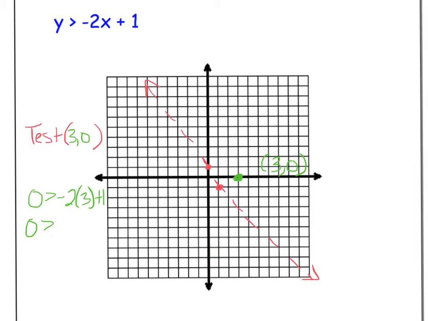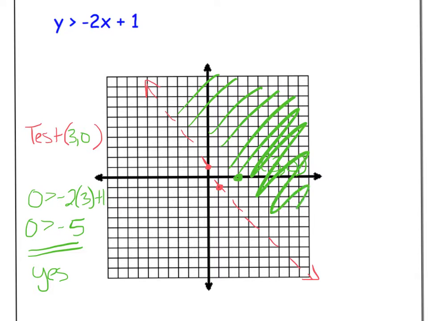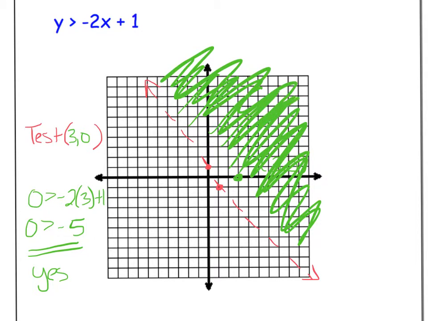I get negative 6 plus 1 is a negative 5. So the question is, is this true? Is 0 greater than negative 5? Because the answer is yes, it means you found the correct side that contains all the solutions, and we shade it. So any coordinate pair above the line here would be true for this inequality.